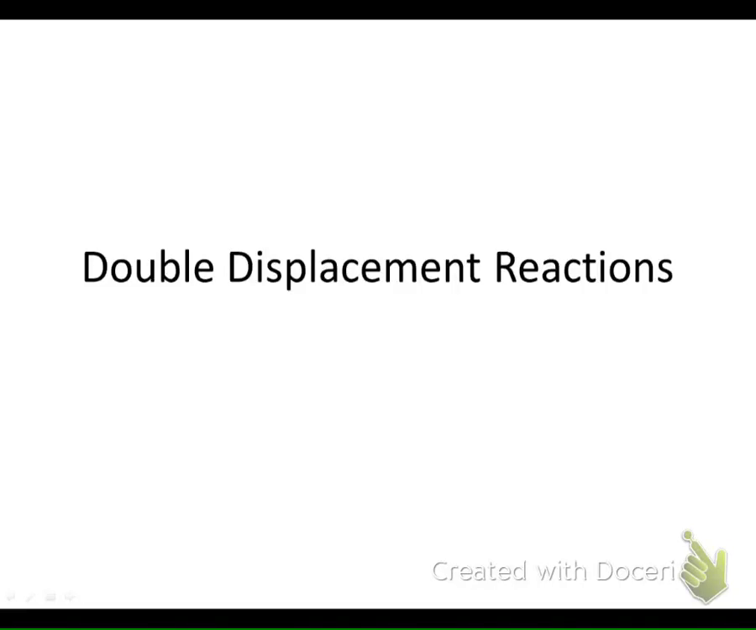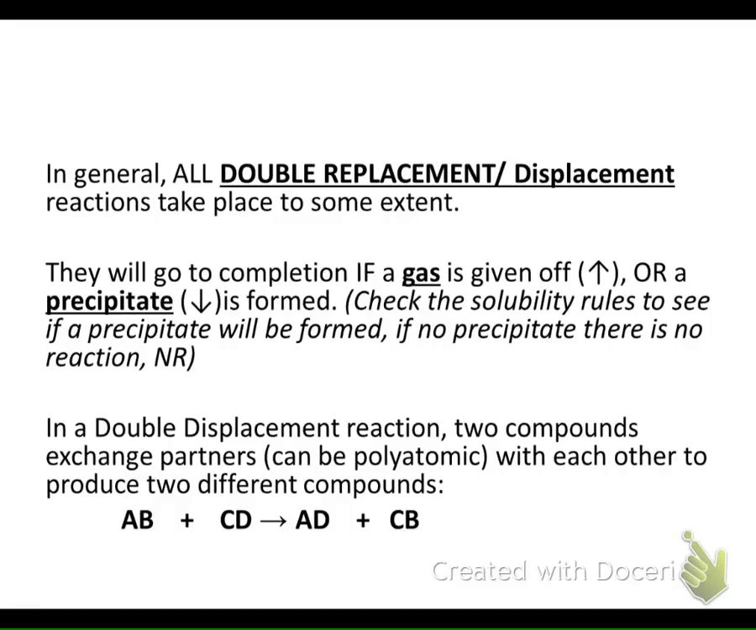Here's your flipped lesson on double displacement reactions. So the definition right from your notes on your blue sheet. In general, all double displacement reactions take place to some extent. They will go to completion if a gas is given off, and we would represent that with an up arrow, or if a precipitate is formed, and we would represent that with a down arrow.